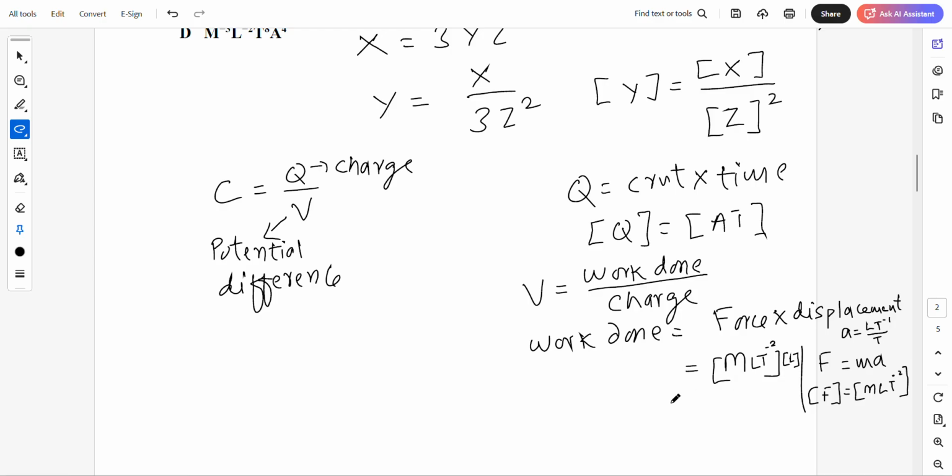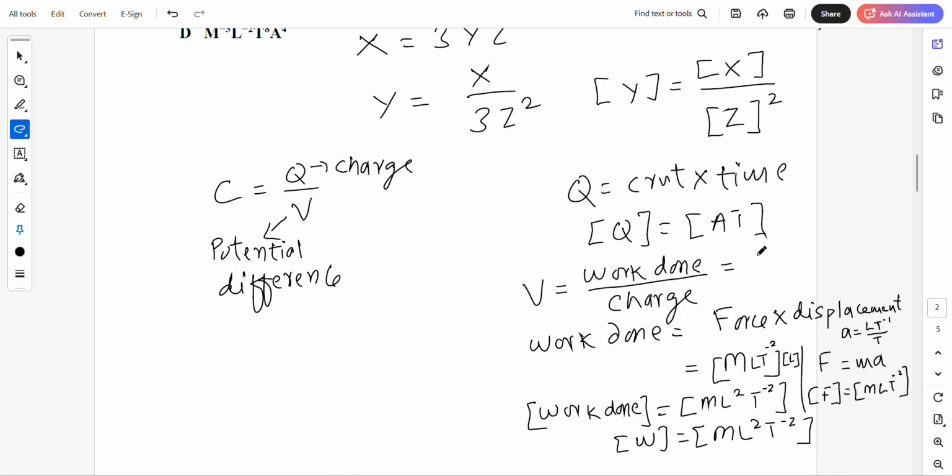So I can write work done is equal to M L square t to the power of minus 2. Okay, that is W, the dimensions of work done: M L square t to the power of minus 2. Now work done divided by charge. Charge is what? AT.